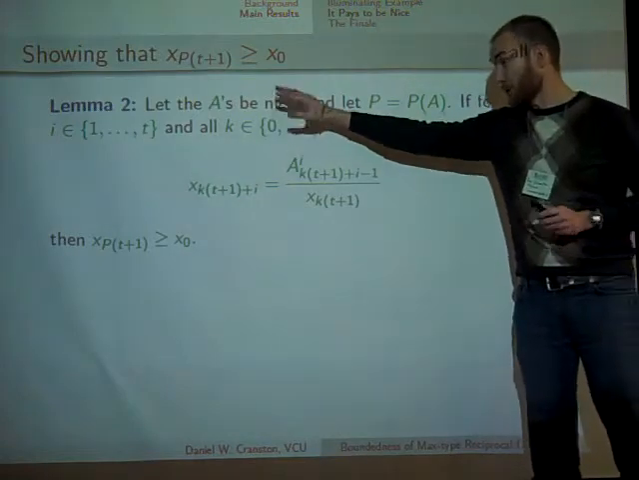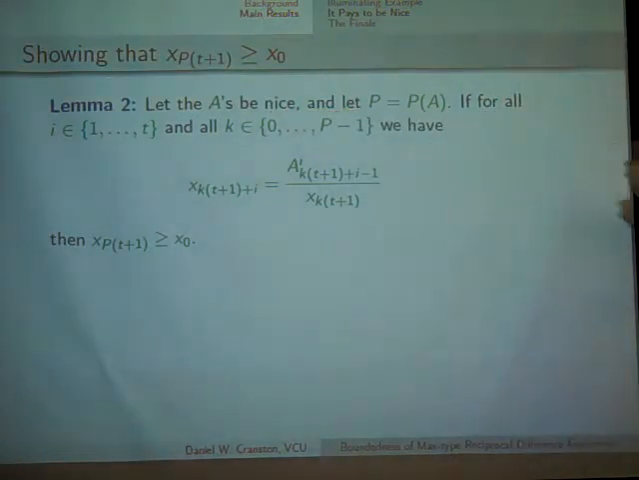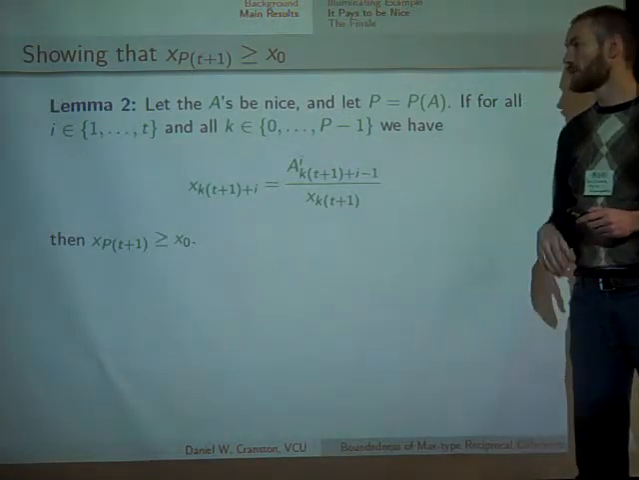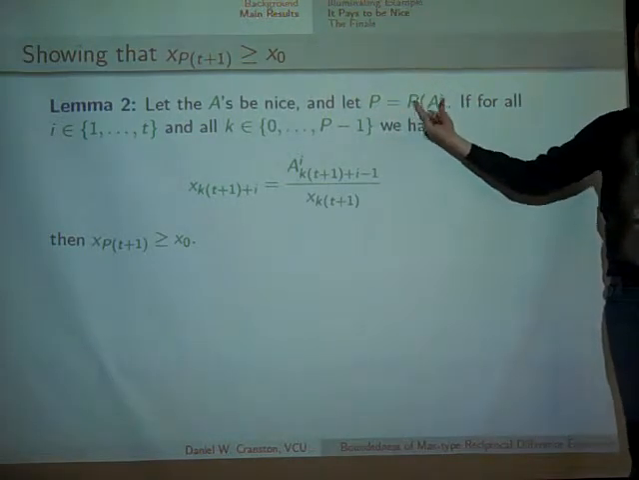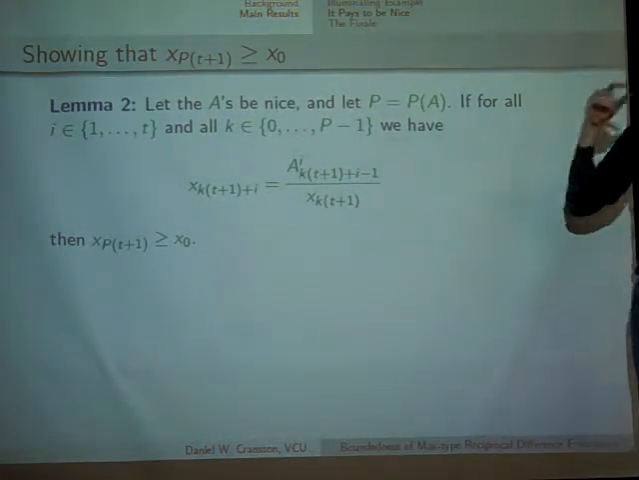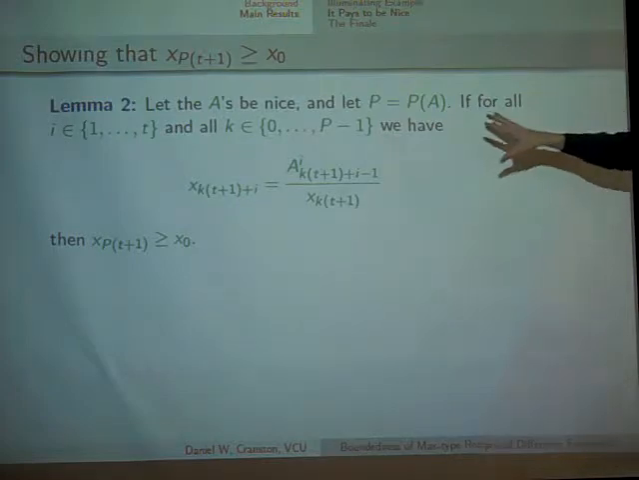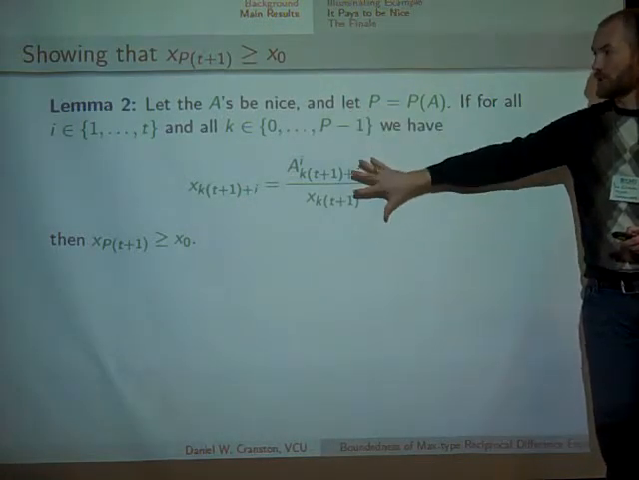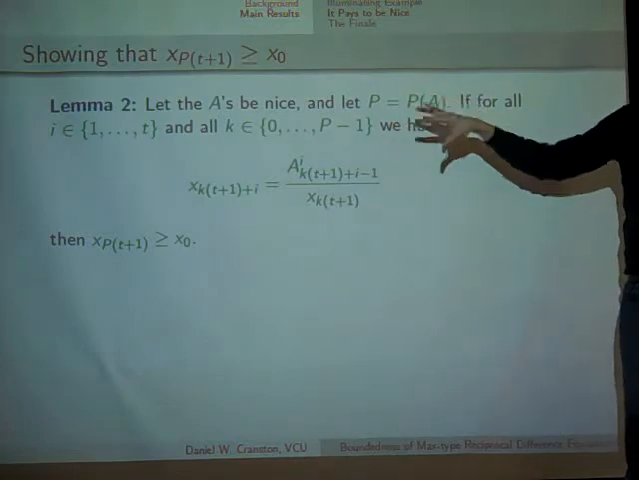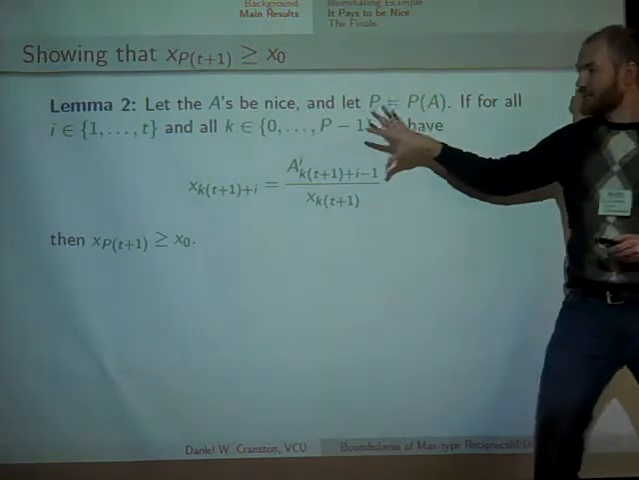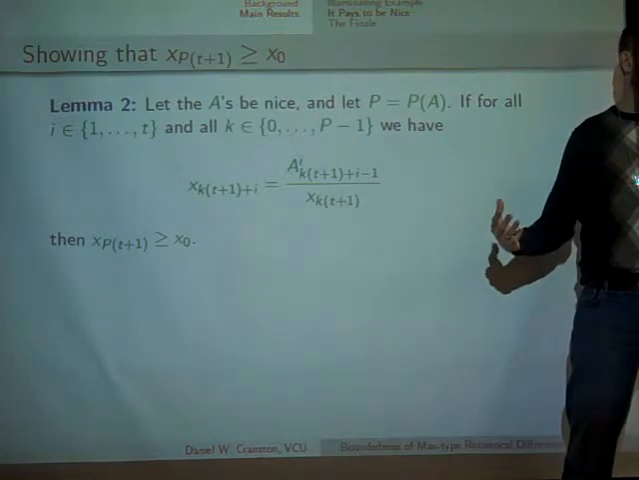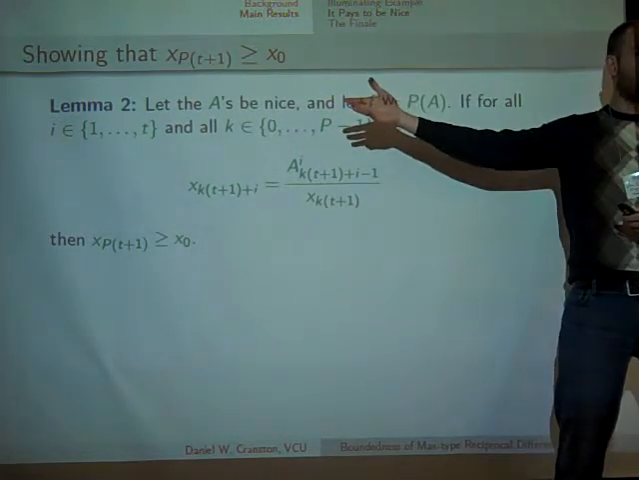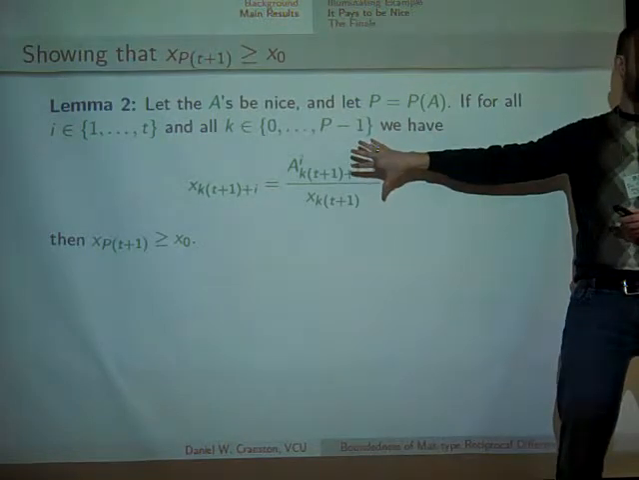So, and again, I'll tell you what nice means in just a minute, but it's some condition on the periodicity of these coefficient sequences. So let the A's be nice. We're going to define some constant as a function of those periods of the sequences. And now, don't pay too much attention to what this says. The important thing to note is that this hypothesis is the conclusion of the previous lemma. So they dovetail together. If you satisfy the hypothesis of the first lemma, you get this out as the conclusion of the first lemma.